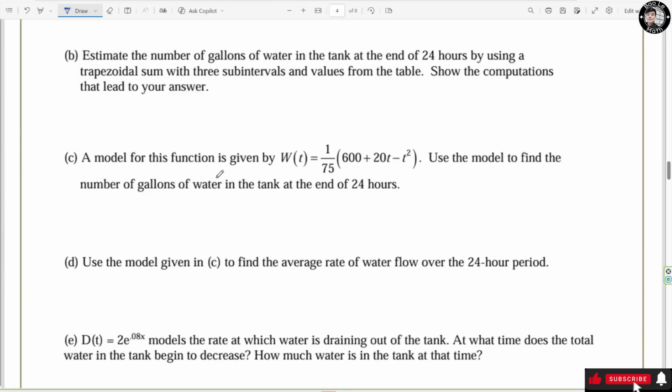Now question B. Estimate the number of gallons of water in the tank at the end of 24 hours by using the trapezoidal sum with 3 subintervals and values from the table. Now this one is similar to question 19a, right? So I'm going to leave this one for you to practice, right? The answer for this question is 354.4 gallons.